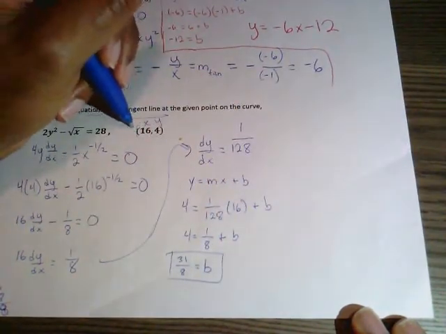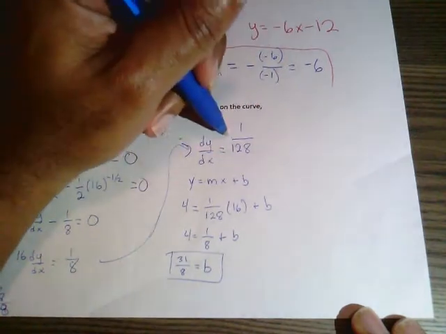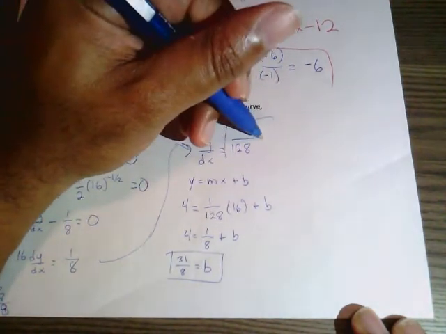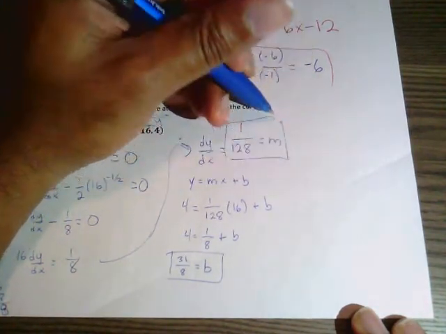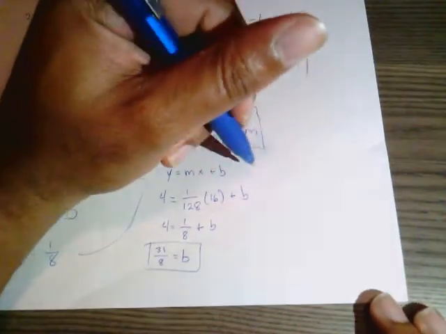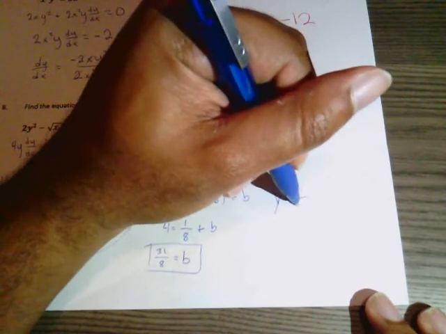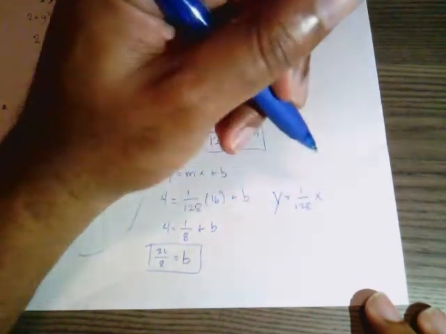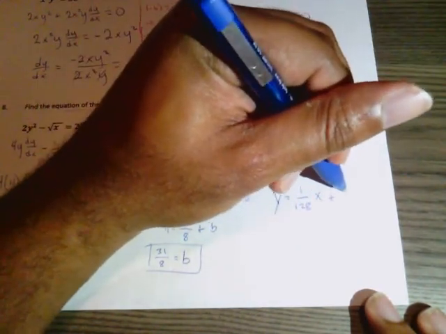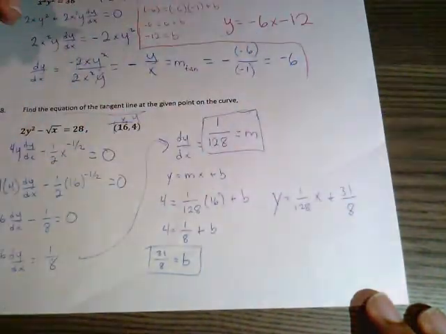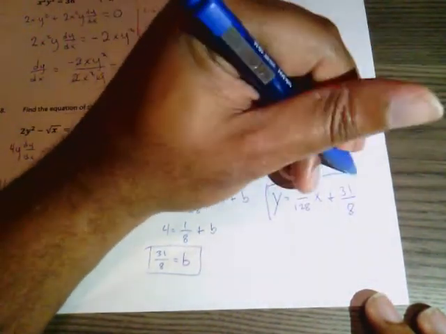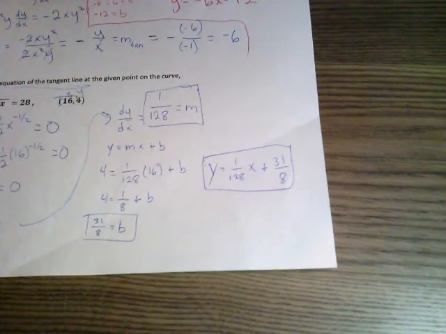So now we have b. We have our x and we have our slope, which is m. So we plug that into our equation. So now y equals 1/128 x plus 31/8, which is b. So here is our final answer.